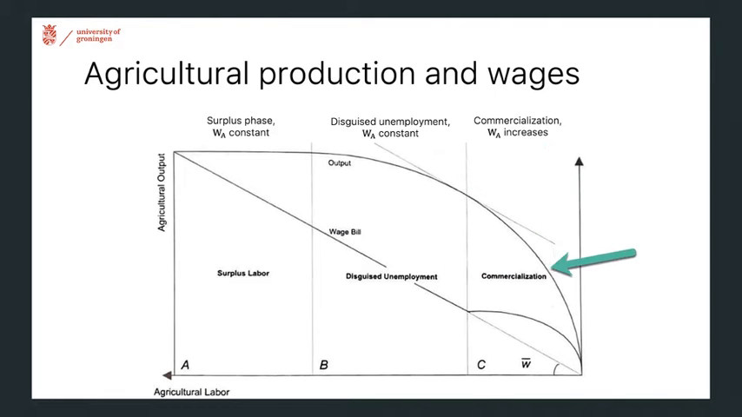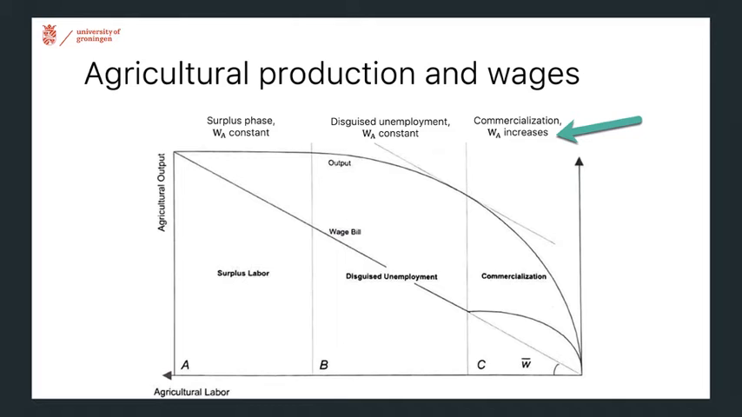In the third phase, we reach commercialization, and at this point, the marginal product is equal to the agricultural wage, and thus as more workers leave agriculture, the agricultural wage increases. So those are the main features of this figure. Let's now zoom in a little more clearly to understand what the different pieces are about.